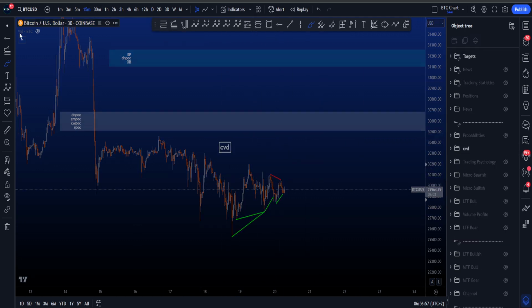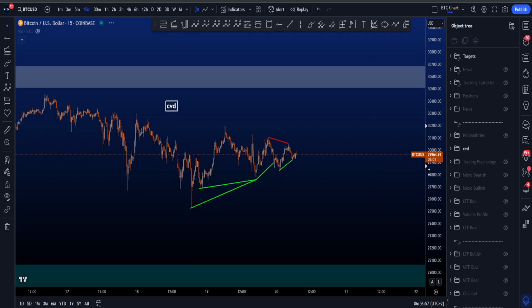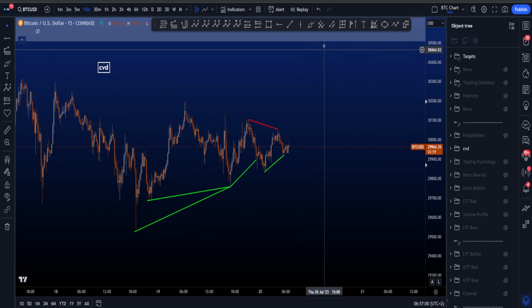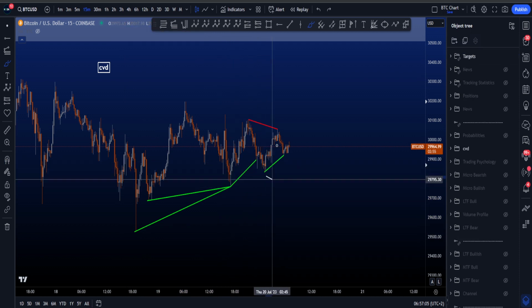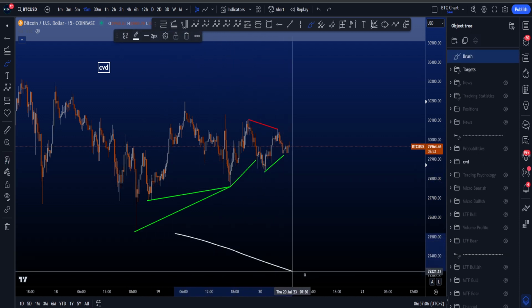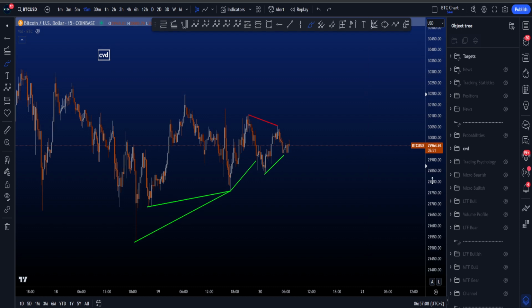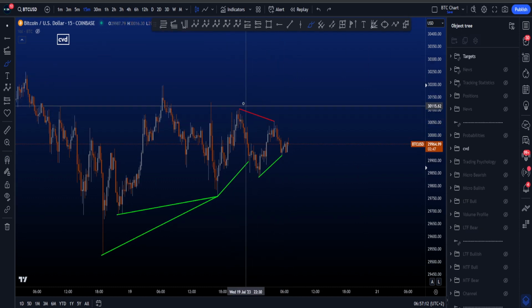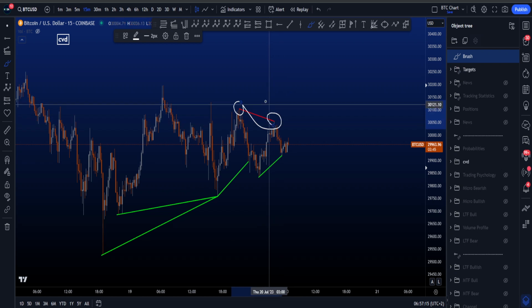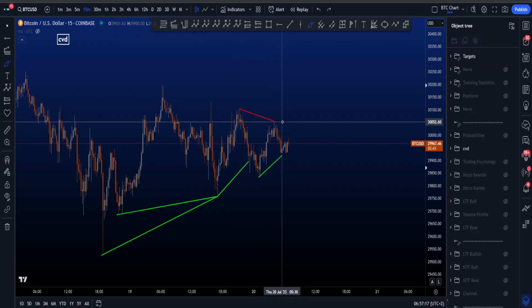Thinking about CVD over here, we do have the bullish CVD divergences that are building, as you can see, between the higher lows on price, but on the CVD chart we then see lower lows on the CVD lines, as I will show you in a second. And also we have some bearish CVDs over here between the lower high on price, higher high on the CVD, which is a bearish CVD divergence.